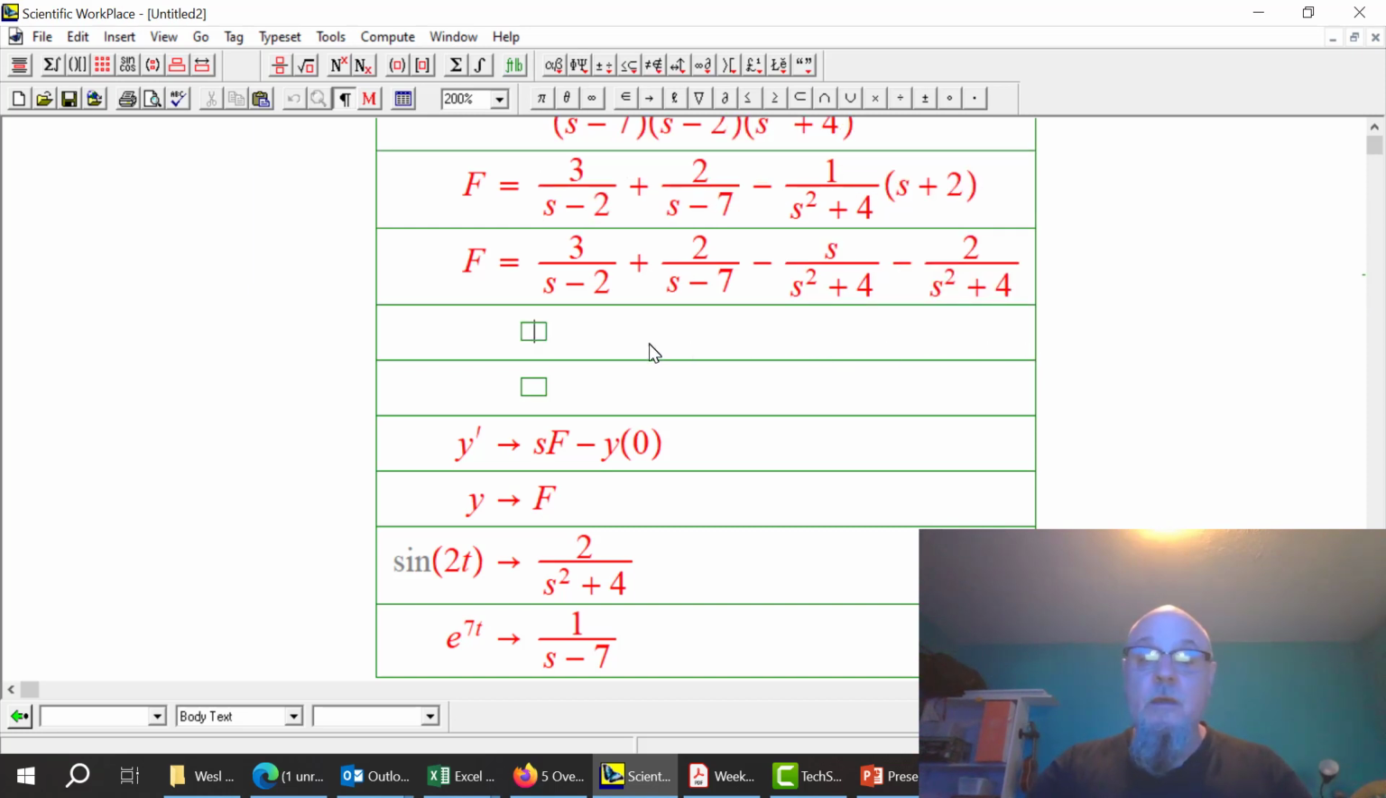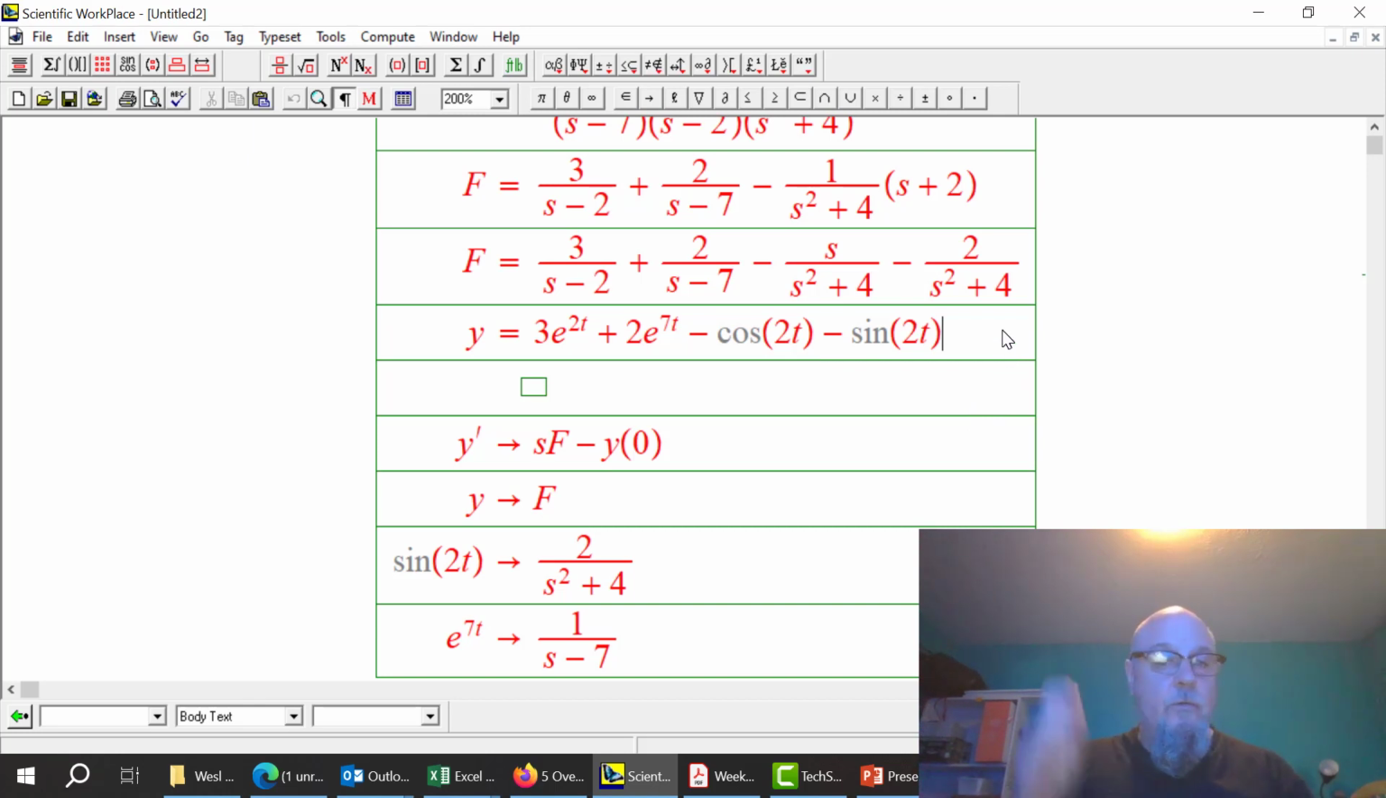So let's do that. The inverse Laplace of f is y. This one's going to be 3 e to the 2t plus 2 e to the 7t minus, okay, this one with the s up top, that's going to be a cosine. So cosine 2t and minus sine 2t, taking the inverse Laplace of them. And I guess I'm done.